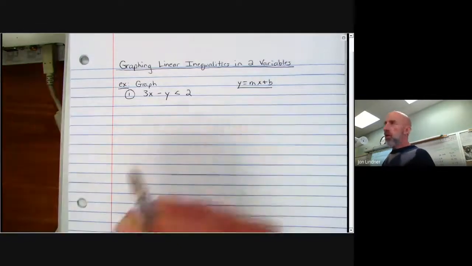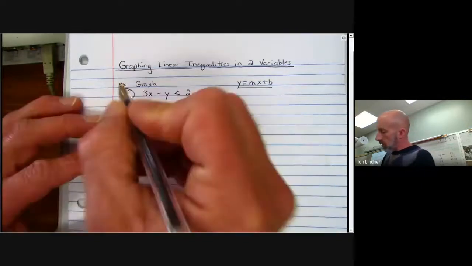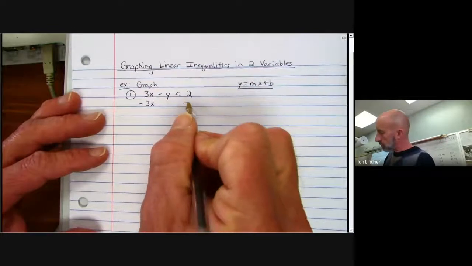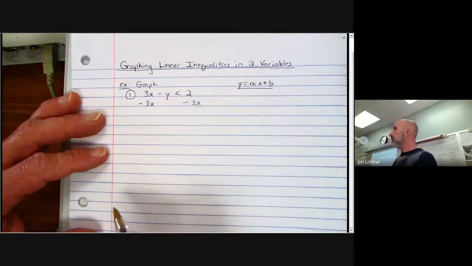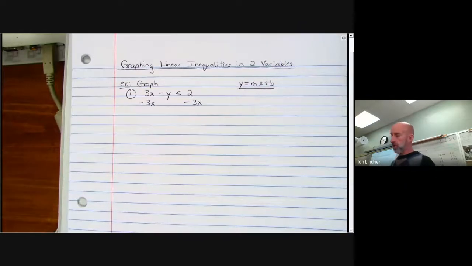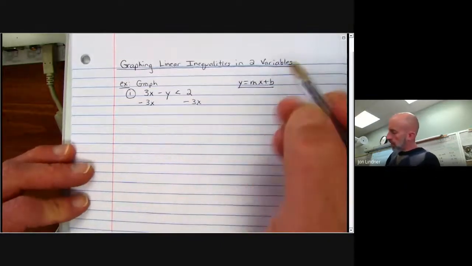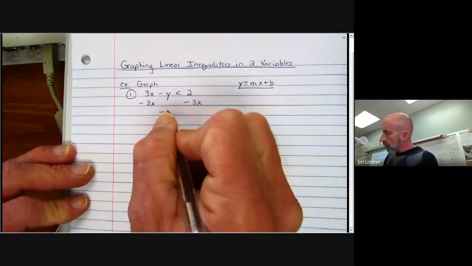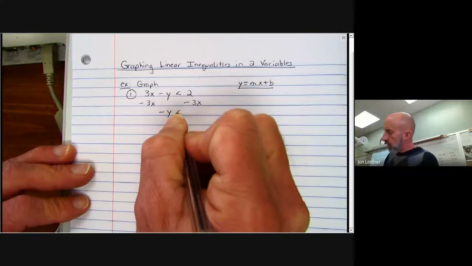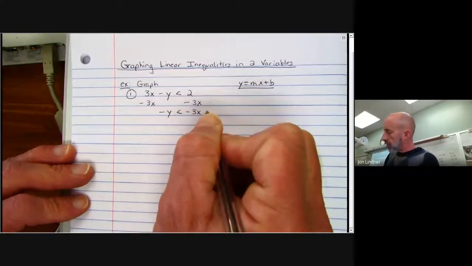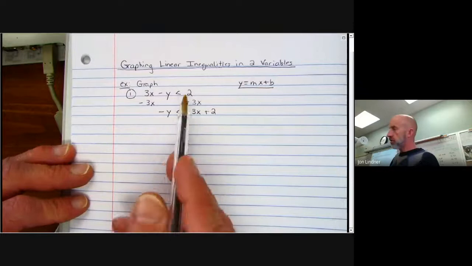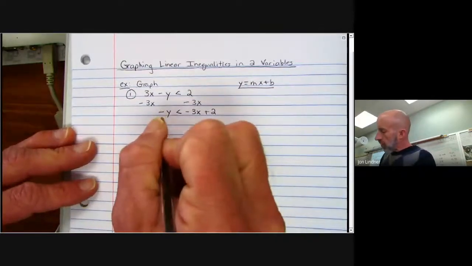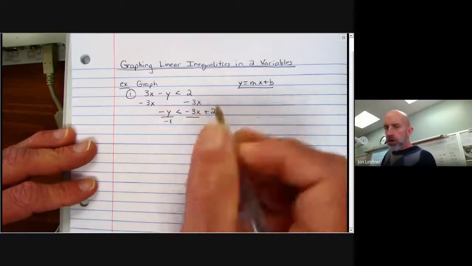So let's do some algebra here to get this in slope-intercept form. I would subtract 3x from both sides first. Subtract 3x from both sides. And because we're trying to get this into mx plus b form, I would write it this way: negative y is less than negative 3x plus 2. I would not write it as 2 minus 3x. Only one more step here, and that's to divide everything by a negative 1.